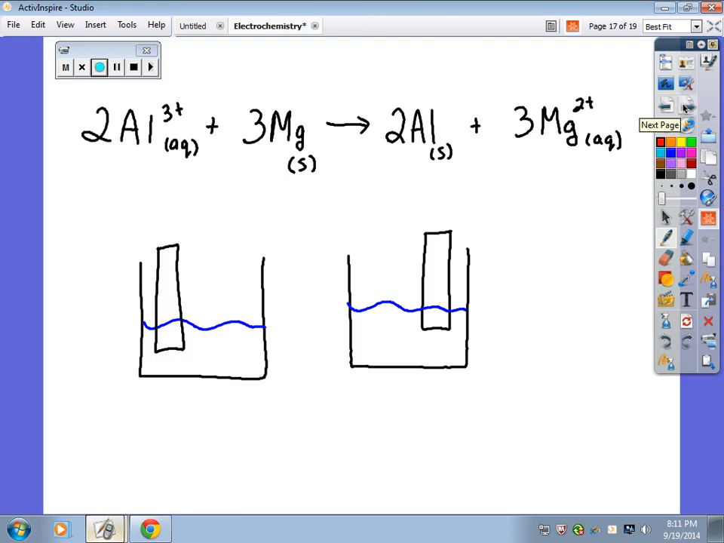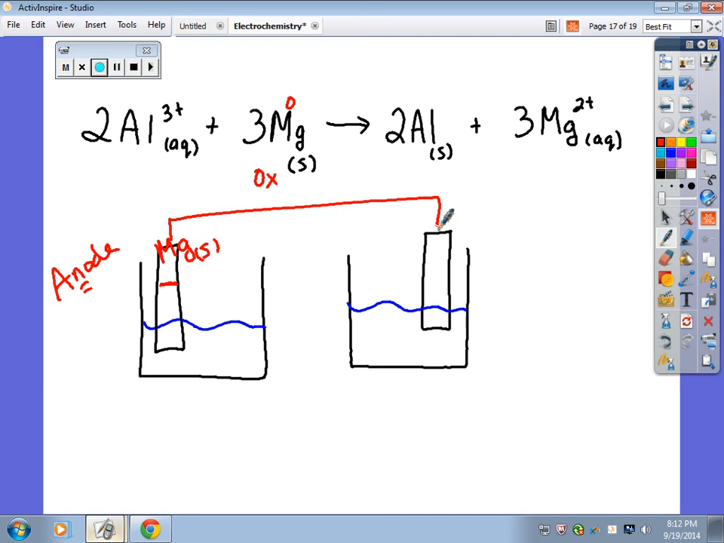So here's the overall balanced equation. Let's go ahead and draw a cell. If this is oxidized, 0 to +2, that was my anode. So this is magnesium. This becomes my anode. What charge is my anode? It's negative. Where's my wire go? Right here. What's my cathode? This is my cathode, aluminum.